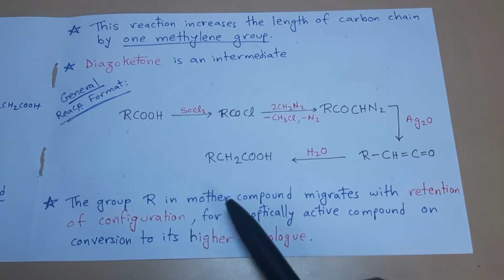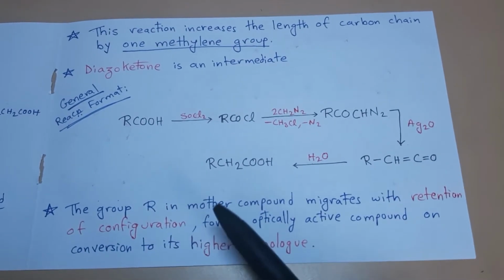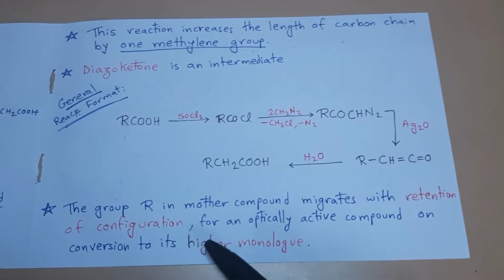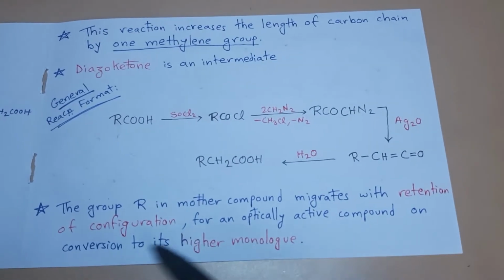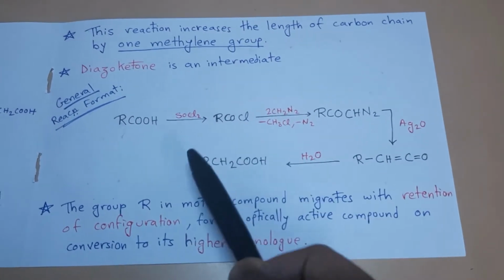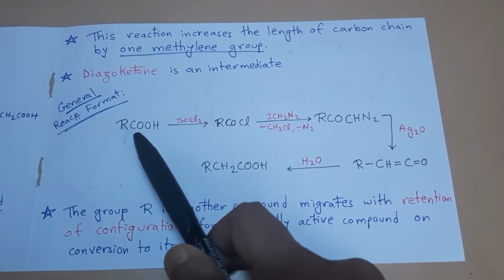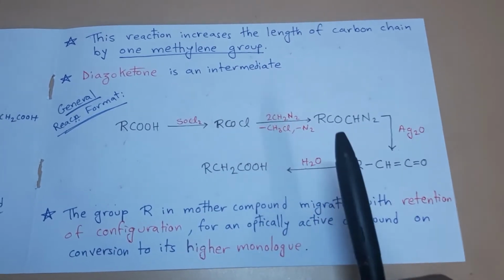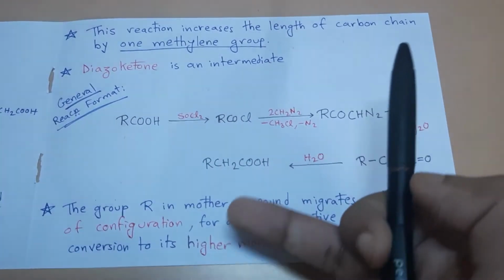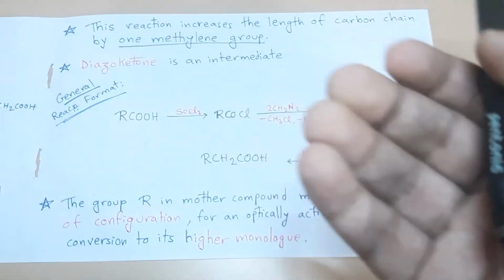The group R in the mother compound migrates with retention of configuration. This is very helpful if you go for optical isomerism. So for an optically active compound, the conversion to its higher homologue, meaning a higher carbon chain, is done with retention of configuration. All right. So if something is in a wedge form, it will remain in a wedged form. If something is in a dashed form, it will remain in the dashed form.